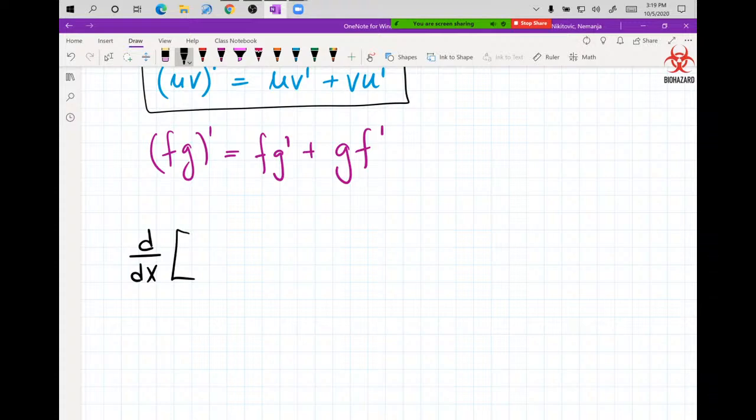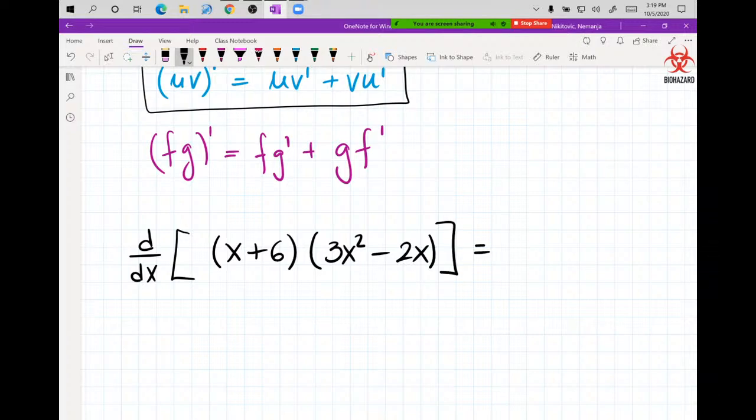Let's have x plus 6 times 3x squared minus 2x. So let's see if you can follow the formula, right? U and V, and then use the formula as is to come up with the answer. So I'll give you 18 seconds, I guess.